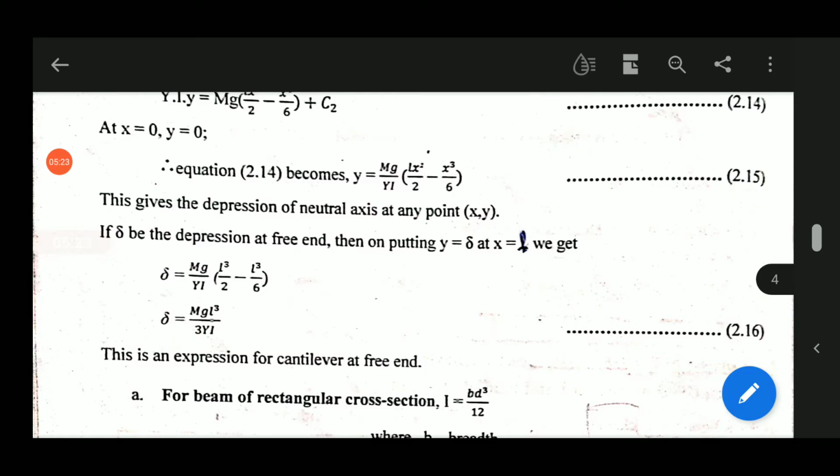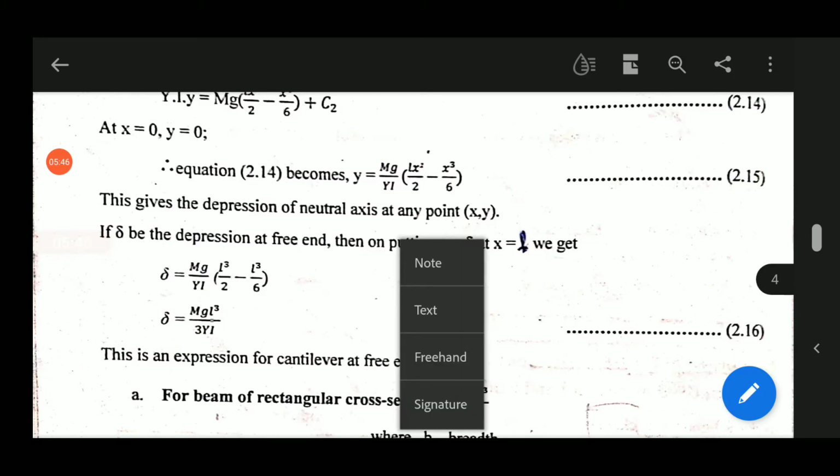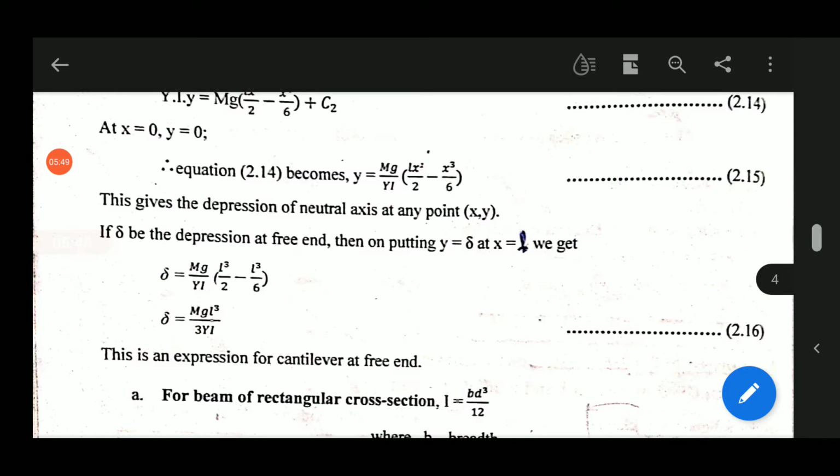You have to remember this formula for problem solving, that is, delta is nothing but mg L³ upon 3 Y I. So this is the expression for a cantilever at the free end. In practical, when we find the deflection of the beam by the cantilever method, this formula is also useful, that is, delta is equal to mg L³ upon 3 Y I. This is the expression for a cantilever at the free end.